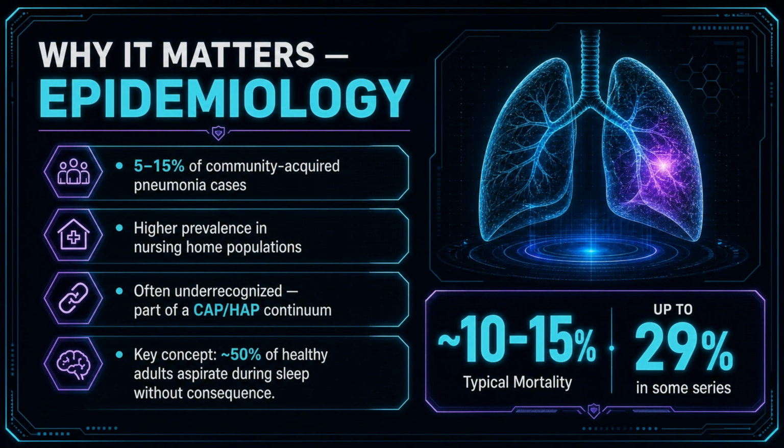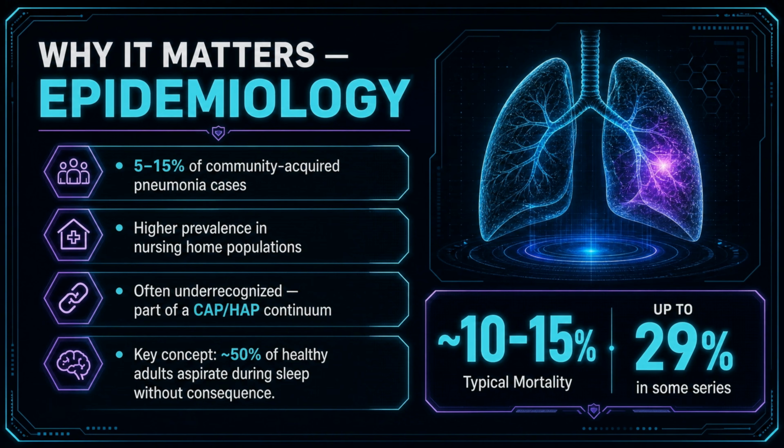Aspiration pneumonia accounts for 5 to 15% of all community-acquired pneumonia cases, and the prevalence is significantly higher in nursing home populations. What you must understand is the mortality risk. Aspiration pneumonia carries a substantially elevated mortality compared to other forms of community-acquired pneumonia. Some series report mortality rates up to 29%, compared to about 12% for other community-acquired pneumonias. Now, it's important to note that the 29% figure is partly confounded by hospital coding practices. Typical hospitalized mortality is closer to 10 to 15%, but the risk remains significantly elevated.